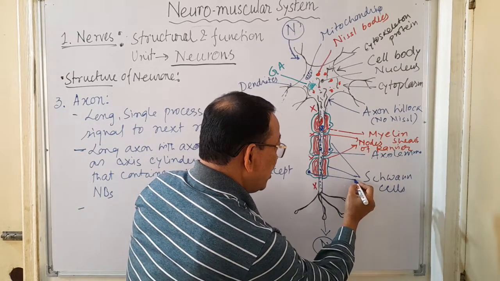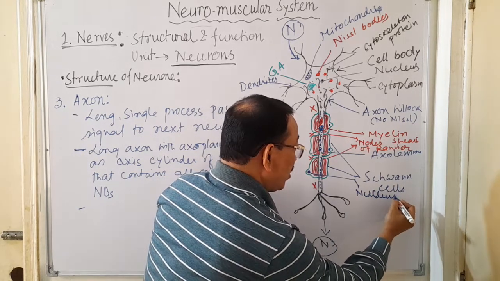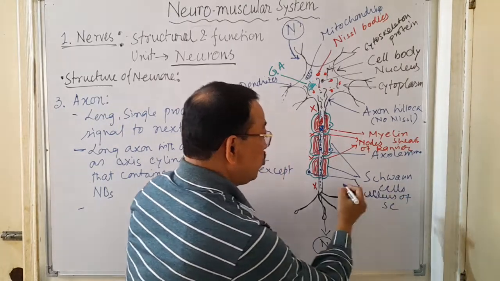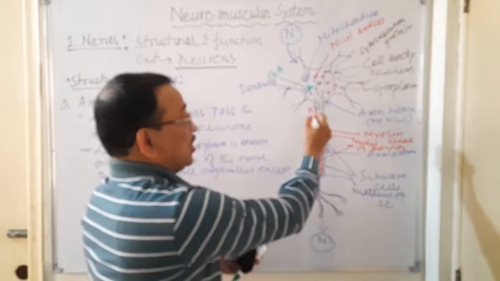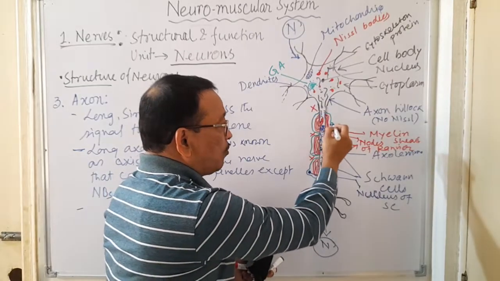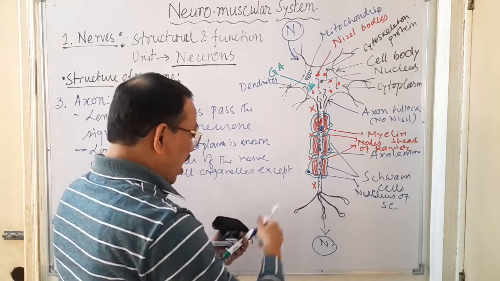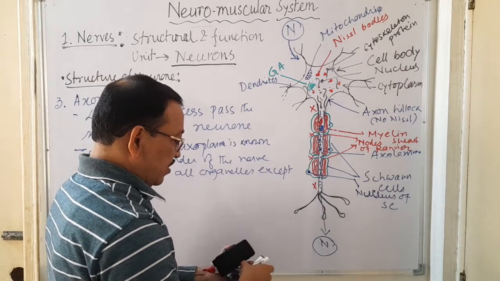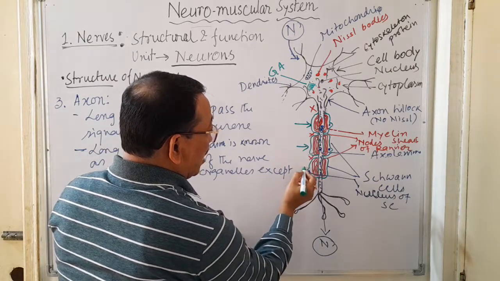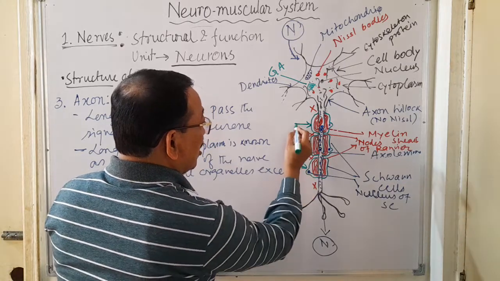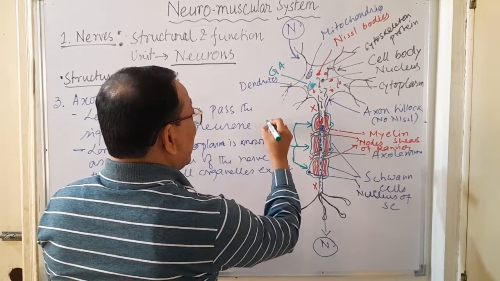This is the nucleus of the Schwann cells. So the myelin sheath is actually formed by the Schwann cells, and the extreme outer layer, can you see, this layer, the extreme outermost layer, is known as the neurolemma.